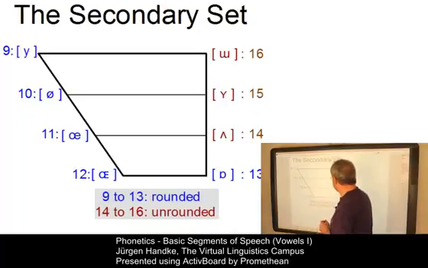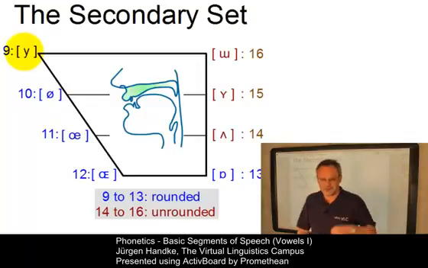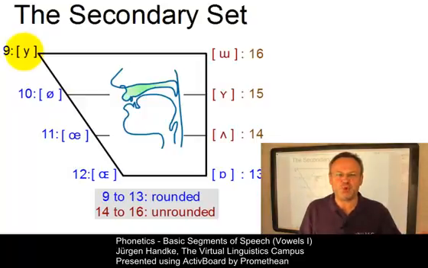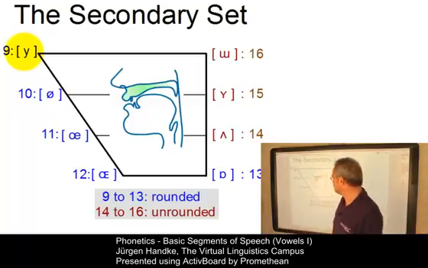Let's do it. So here is cardinal number 9. I first produce cardinal number 1, [e], and then I round my lips. That is cardinal number 9, a rounded front vowel.